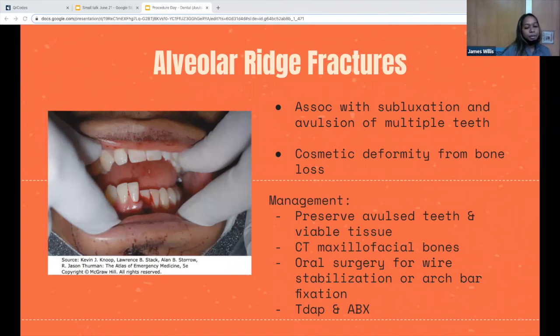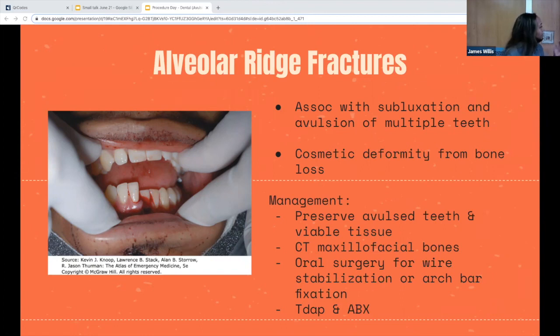The urgency of it depends really on the mobility and the extent of the displacement. If it's a very large mobile segment, that is a very high aspiration risk, I would say, and this should be fixed immediately. If it's a small stable segment, it could ideally be repaired in 24 to 48 hours.